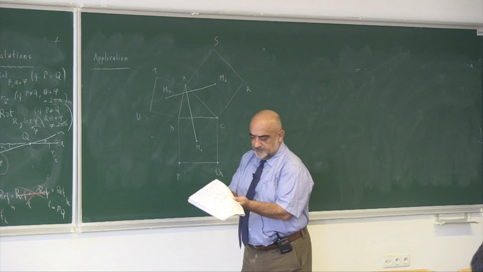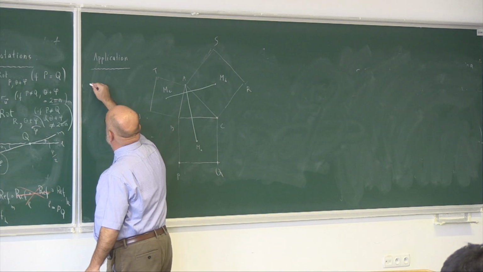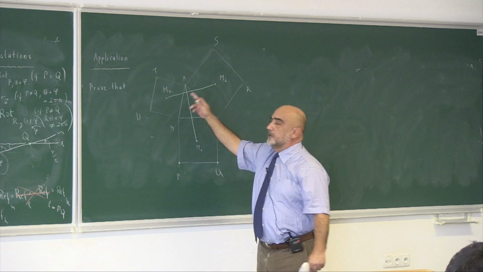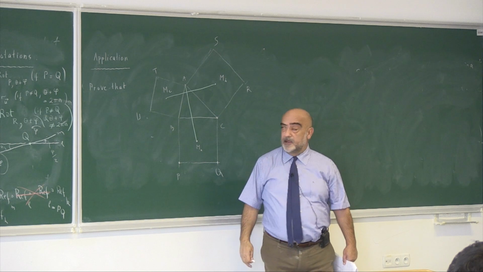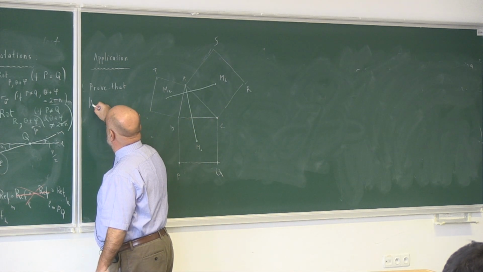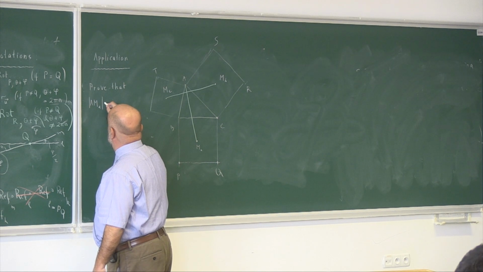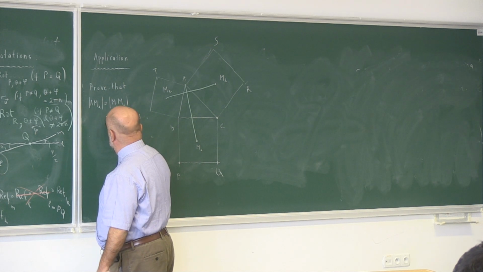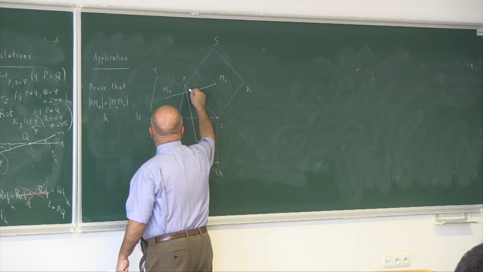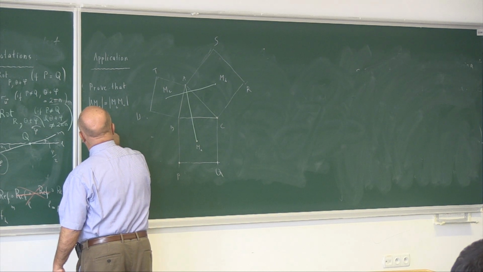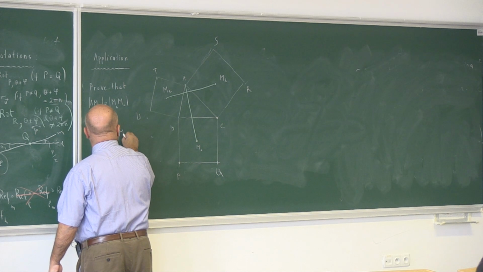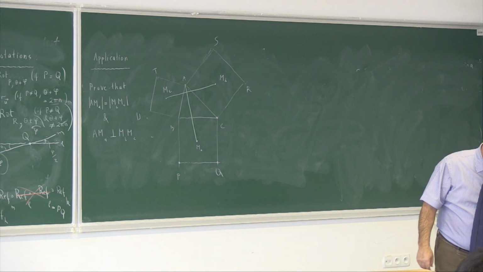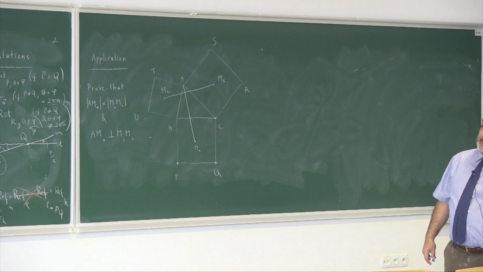So these line segments are what we are interested in. Prove that these two line segments are equal in length. So prove that the length of the line segment AMA is the same as the length of MBMC. And not only that, AMA is perpendicular to the line MBMC. So that's a rather nice, beautiful problem. And of course, as I say, you can solve it in many different ways.